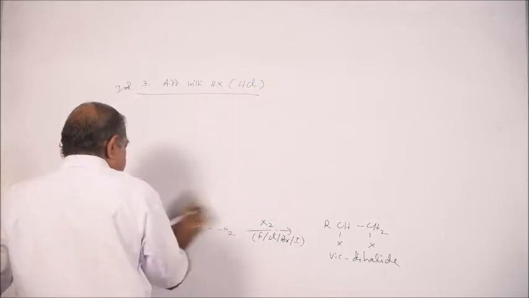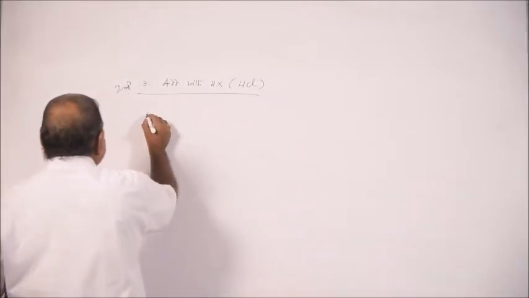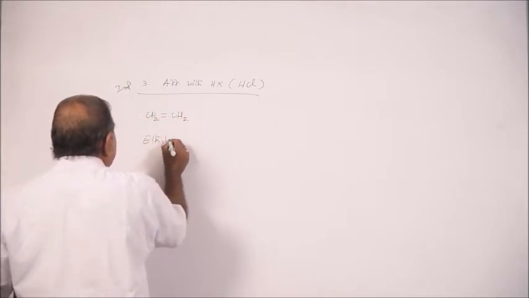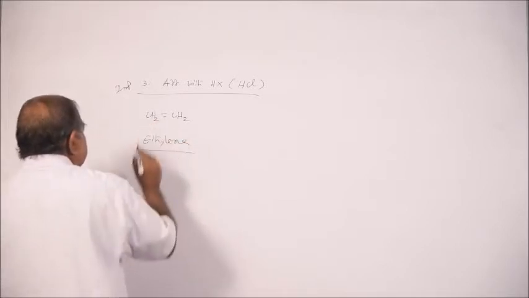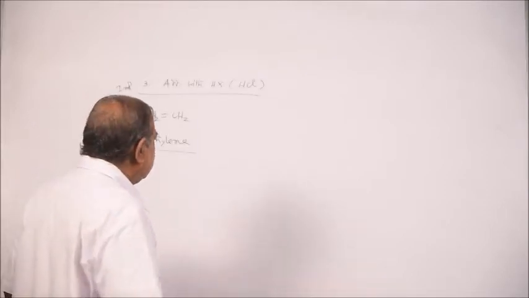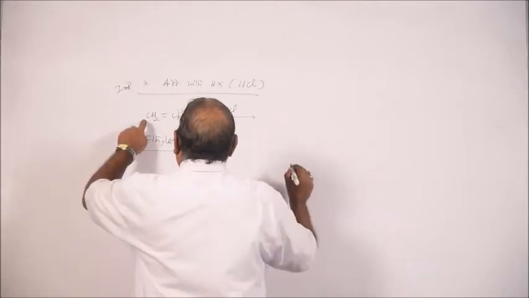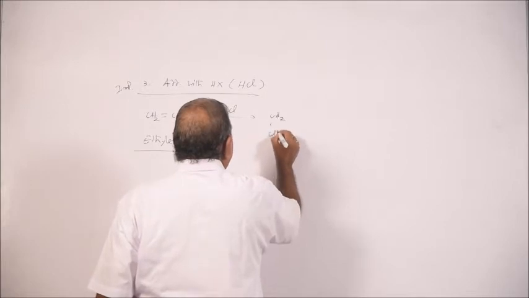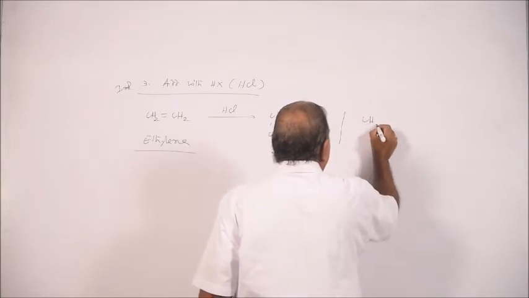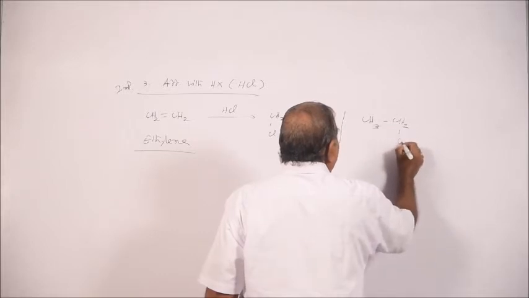Now, here let me take ethylene first. Ethylene is a symmetrical molecule. Symmetrical means the carbon atoms having the double bond contain an equal number of hydrogen atoms. So when HCl is added to it, either chlorine can attach to this carbon atom or the other carbon atom. Though it looks like a different compound, they are the same compound.